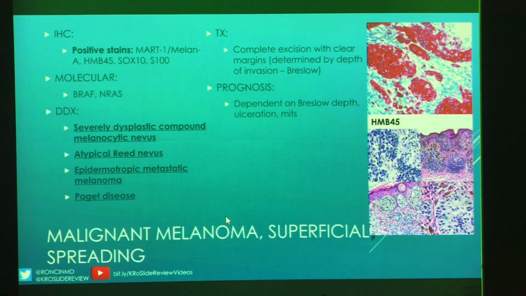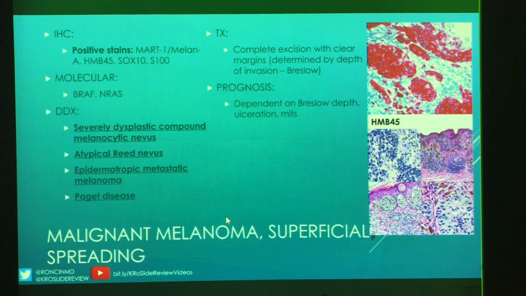And again, our differential is pretty much what we've been seeing all night, where it's severely dysplastic compound nevi. Is it an atypical Reed nevus, because we can't just stick with Reed nevus at this point, there's too much atypia. Is this, again, a metastatic melanoma that's involving the skin? So that's what epidermotropic means, metastatic melanoma to the skin, as well as Paget's disease.